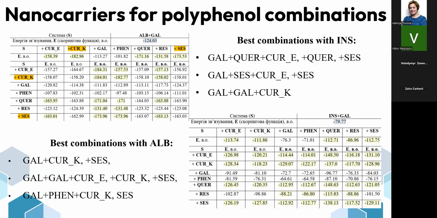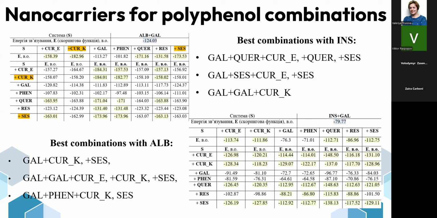Next, we evaluated the feasibility of creating protein-based nanocarriers for different combinations of polyphenols, specifically for binary and ternary combinations, using once again albumin and insulin as carrier molecules. To achieve this goal, we conducted a multi-step docking. First, the protein was docked with gallic acid. Then additional docking was done with other polyphenols to form either binary or ternary combinations.